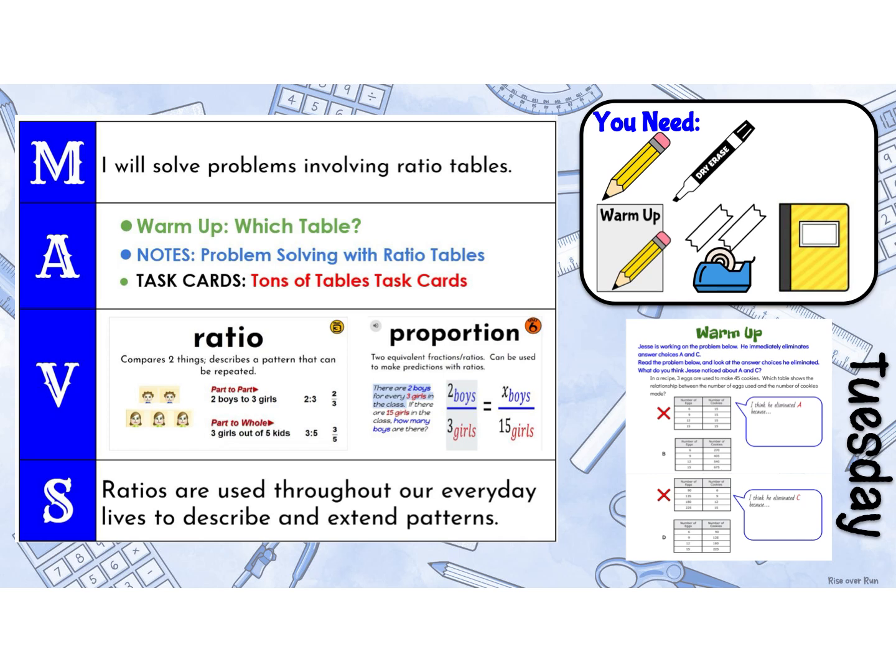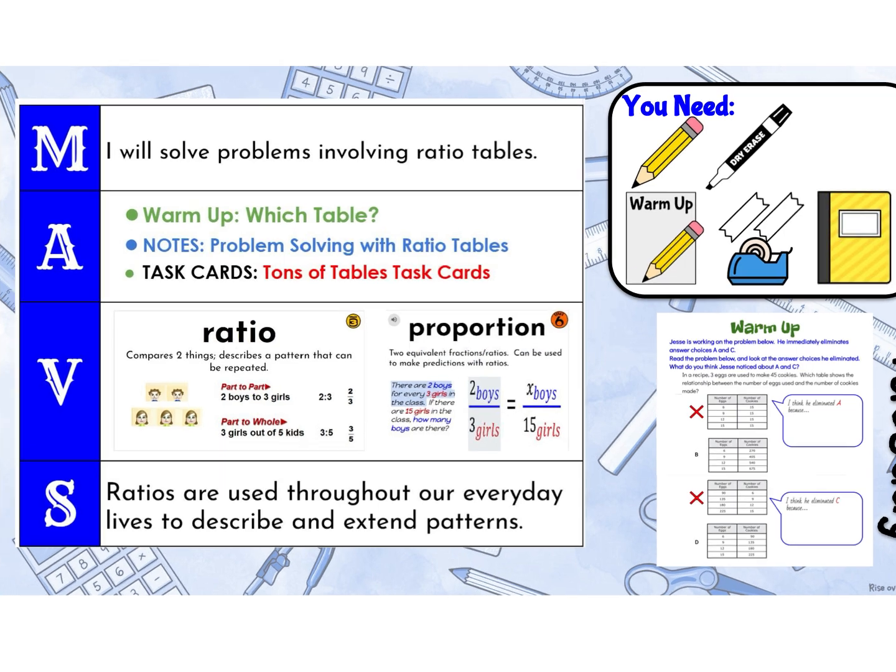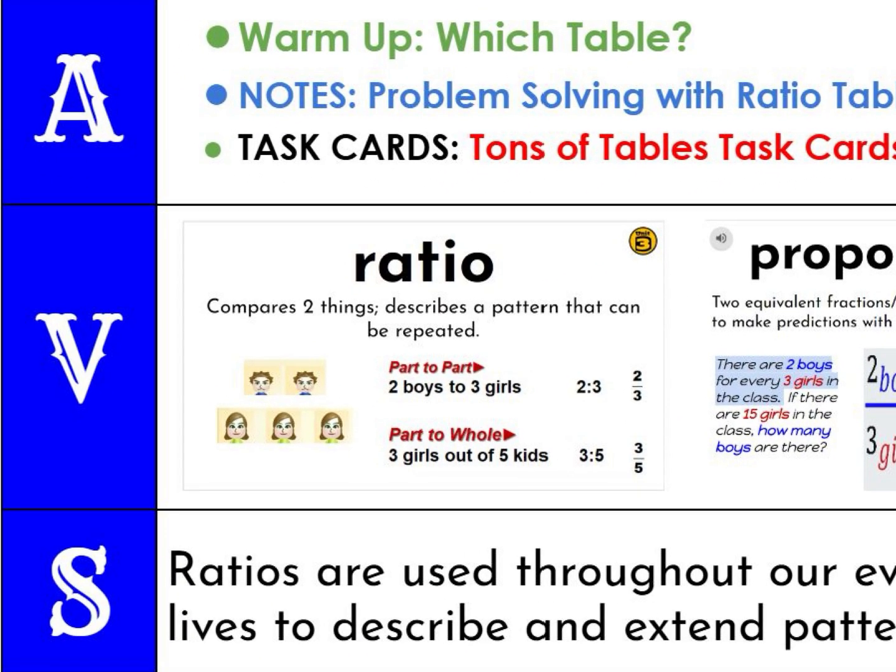Today, we are going to continue working with ratio tables by looking at some of the problem solving that we will see with ratio tables this year. Let's remember that a ratio compares two things and it kind of describes a pattern which can be repeated. We can write that ratio three different ways. We can write it in words using the word "to", with the colon, or written as a fraction.